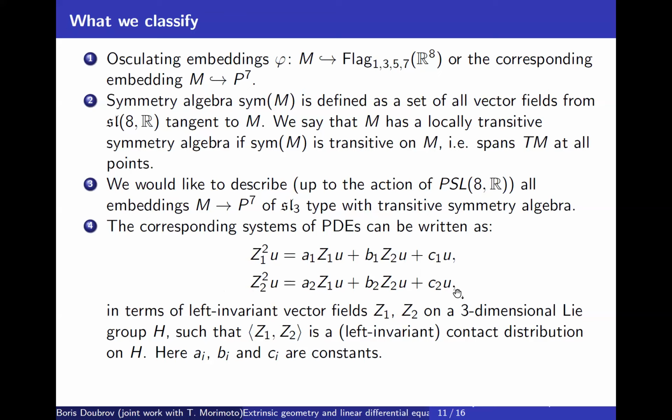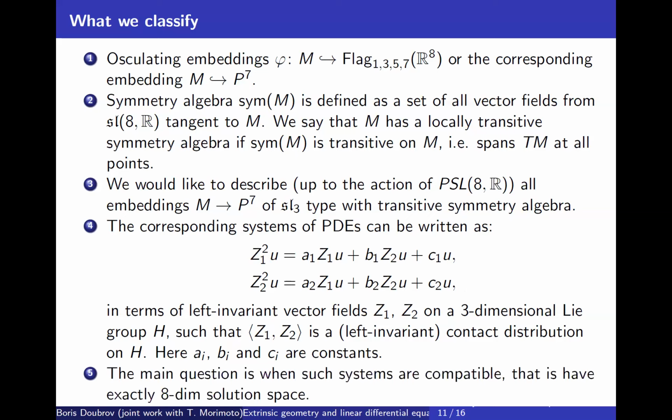And still, it's a highly non-trivial question when such systems are compatible. If Z1 and Z2 were commuting, then that would be a trivial question, but Z1 and Z2 still do not commute, even if they are left invariant vector fields on the Lie group. So to classify all such systems requires a lot of work.